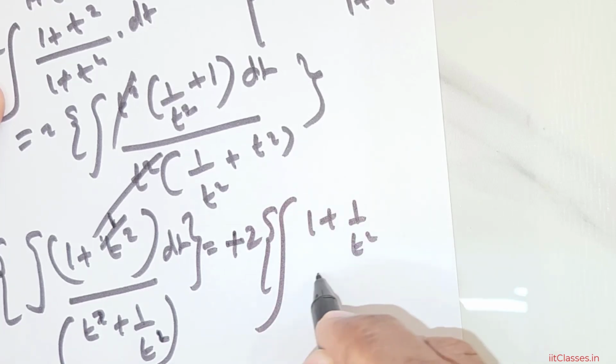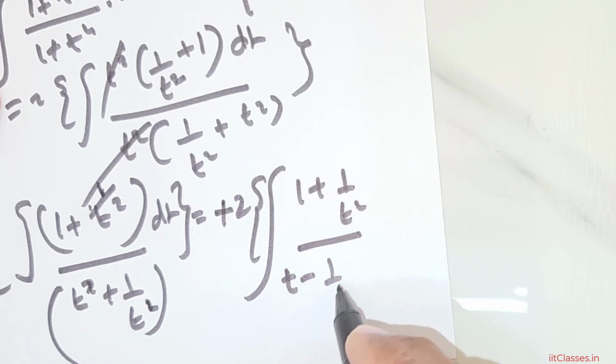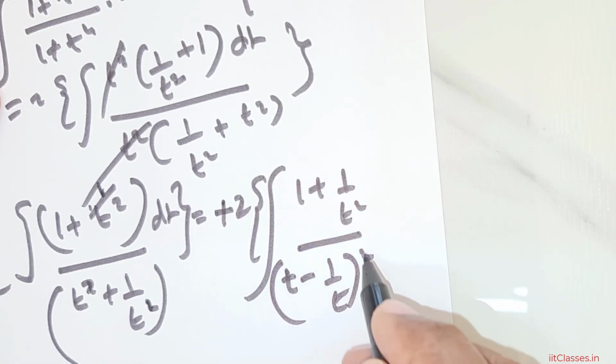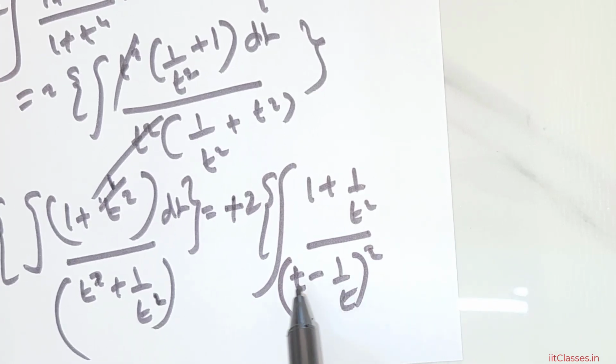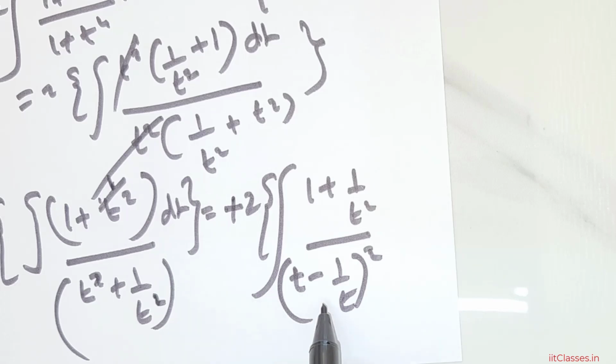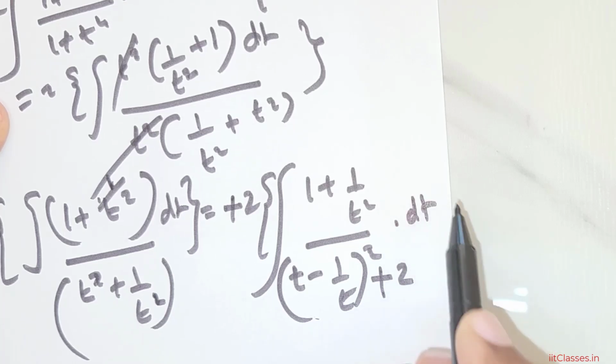1 plus 1 over t squared divided by, can I write this as t minus 1 over t, the whole squared? If I were to expand it, I get t squared plus 1 over t squared, followed by a negative 2, but I need to get rid of the negative 2, so I add a positive 2 there. I hope you're following me. So this is the perfect square expansion, times dt. Okay, fair enough.